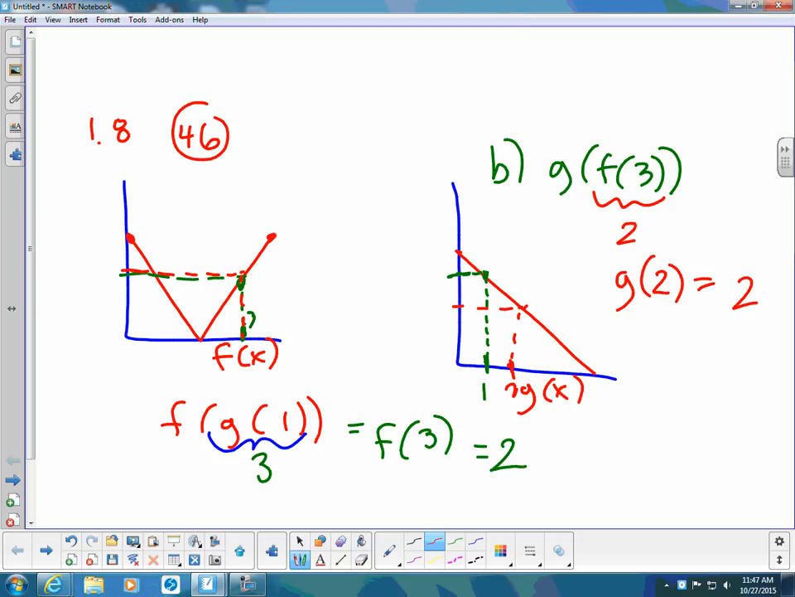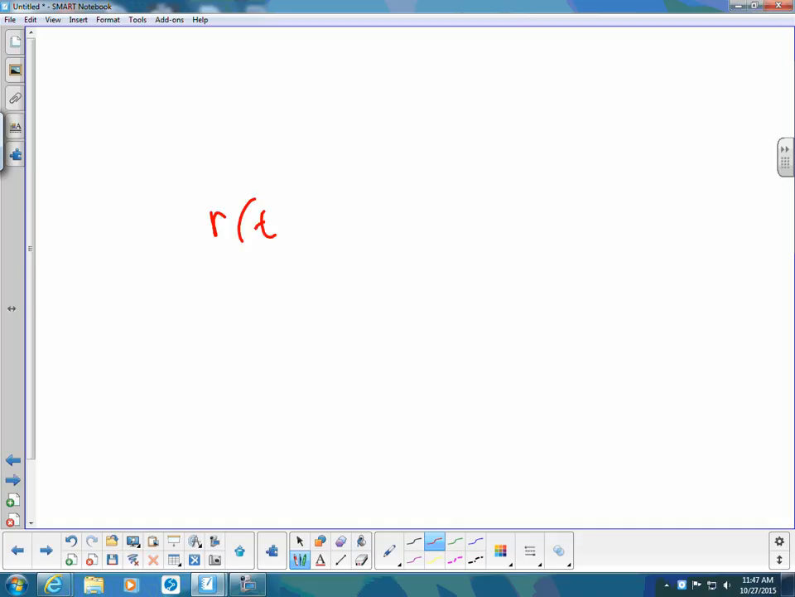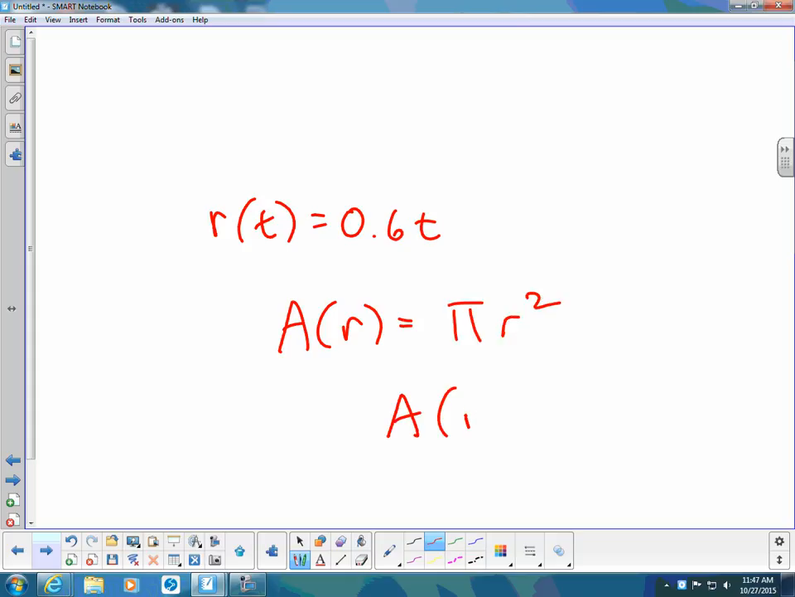Okay. The other problem that I graded was number 64. So take a look at 64. We're on page 92. It says a pebble is dropped into a calm pond, causing ripples in the form of concentric circles. The radius is given by r of t equals 0.6t. And the area formula in terms of the radius would be pi r squared. They asked you to find and interpret a of r of t.